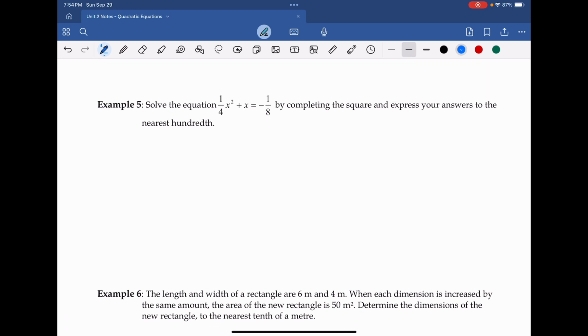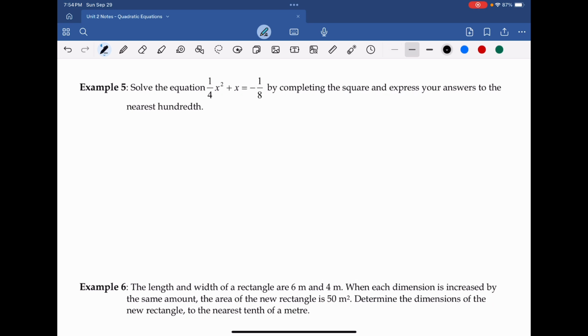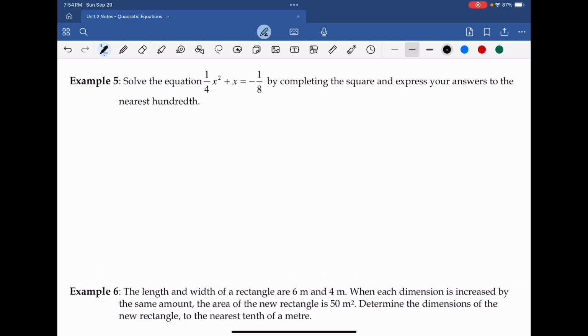Example 5, solve by completing the square and then express your answers to the nearest hundredth. Okay, so this is one of those ones where now they're asking us to actually answer it in a very specific manner, or to a specific decimal place. In this case, they say to the nearest hundredth. So just be looking for that. If they say exact values, keep the radical. If they say to a decimal place, you can answer to a decimal place.